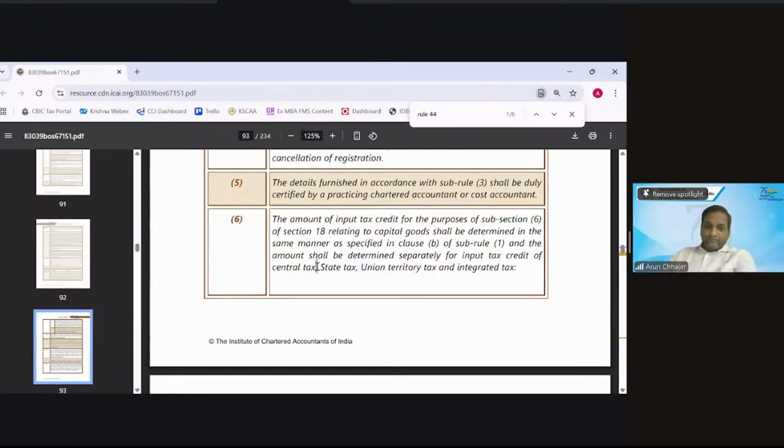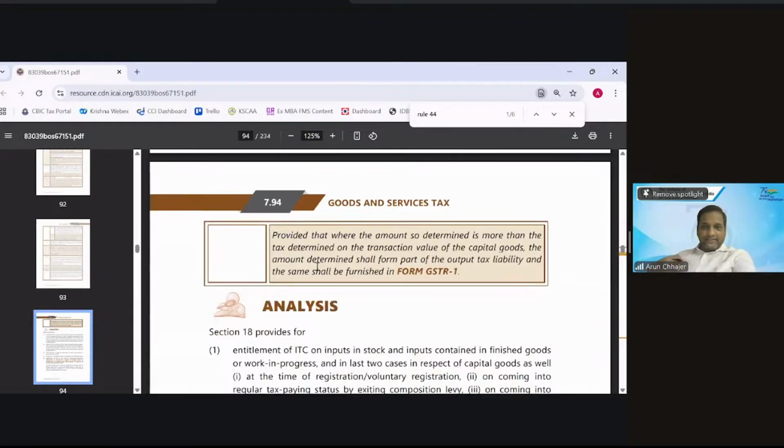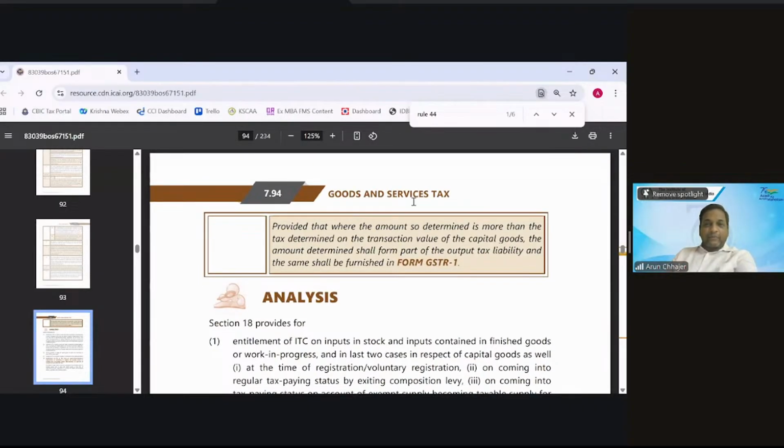So I think there is one example given. Let me see. Provided that where amounts determined is more than the tax determined in the transaction value of the capital goods, the amount determined shall form part of the output tax liability and shall be furnished in the GSTR 1.